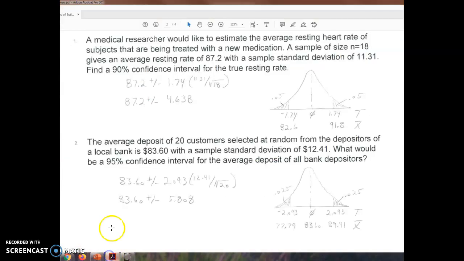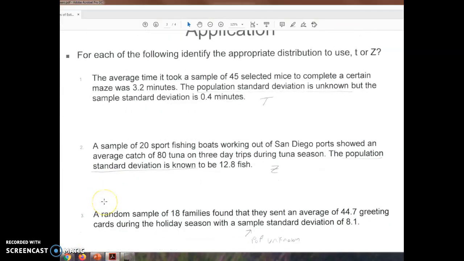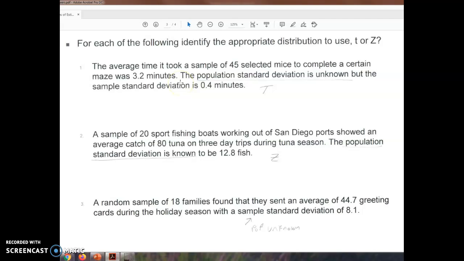The next application asks us to identify the appropriate distribution to use. First one says, the average time it took a sample of 45 selected mice to complete a certain maze was 3.2 minutes. The population standard deviation is unknown, but the sample standard deviation is 0.4 minutes. Well, do we use z or t?